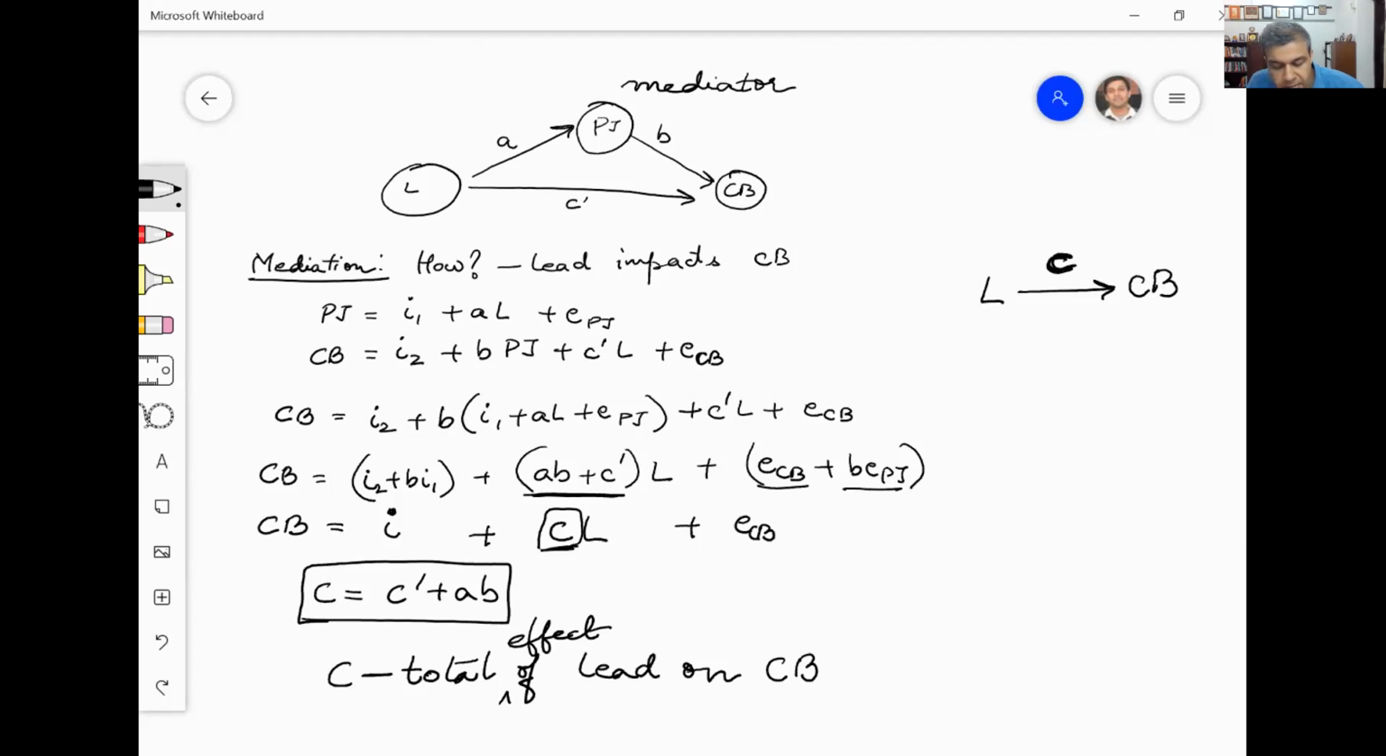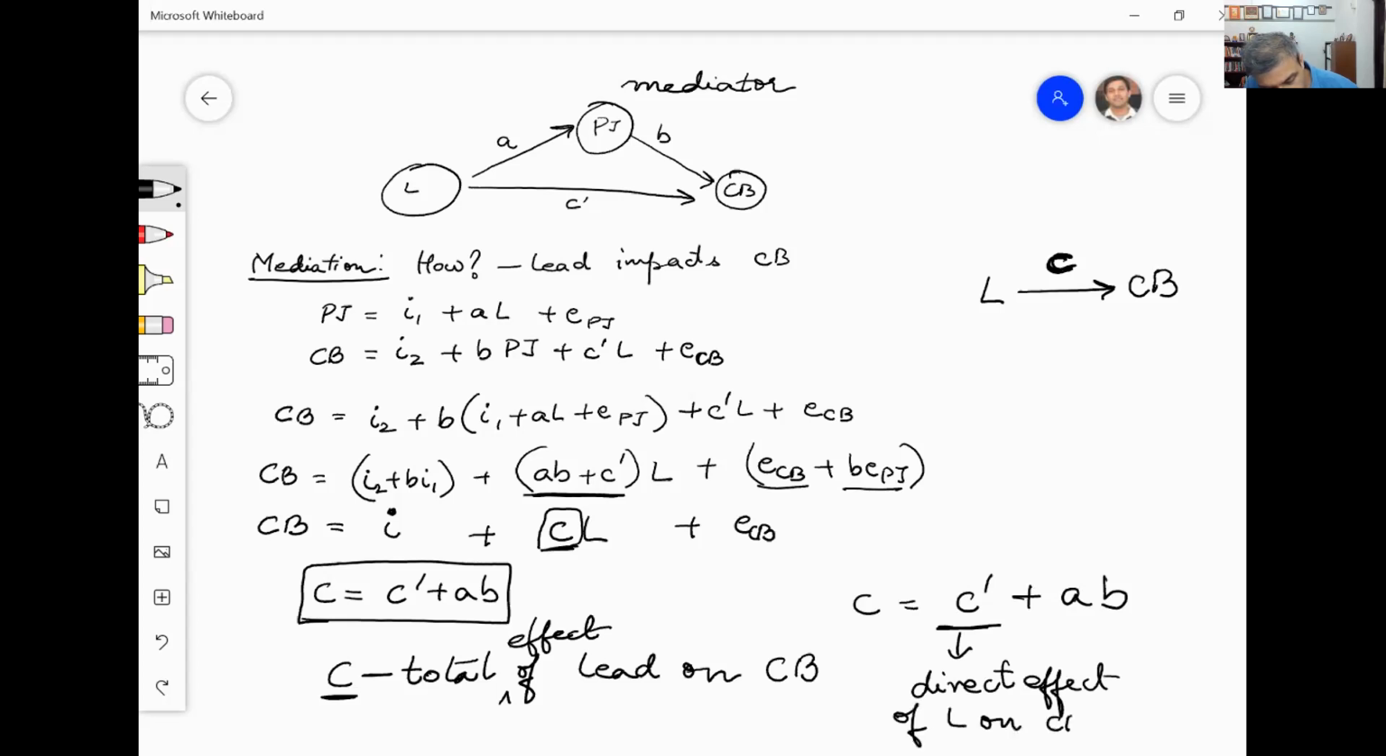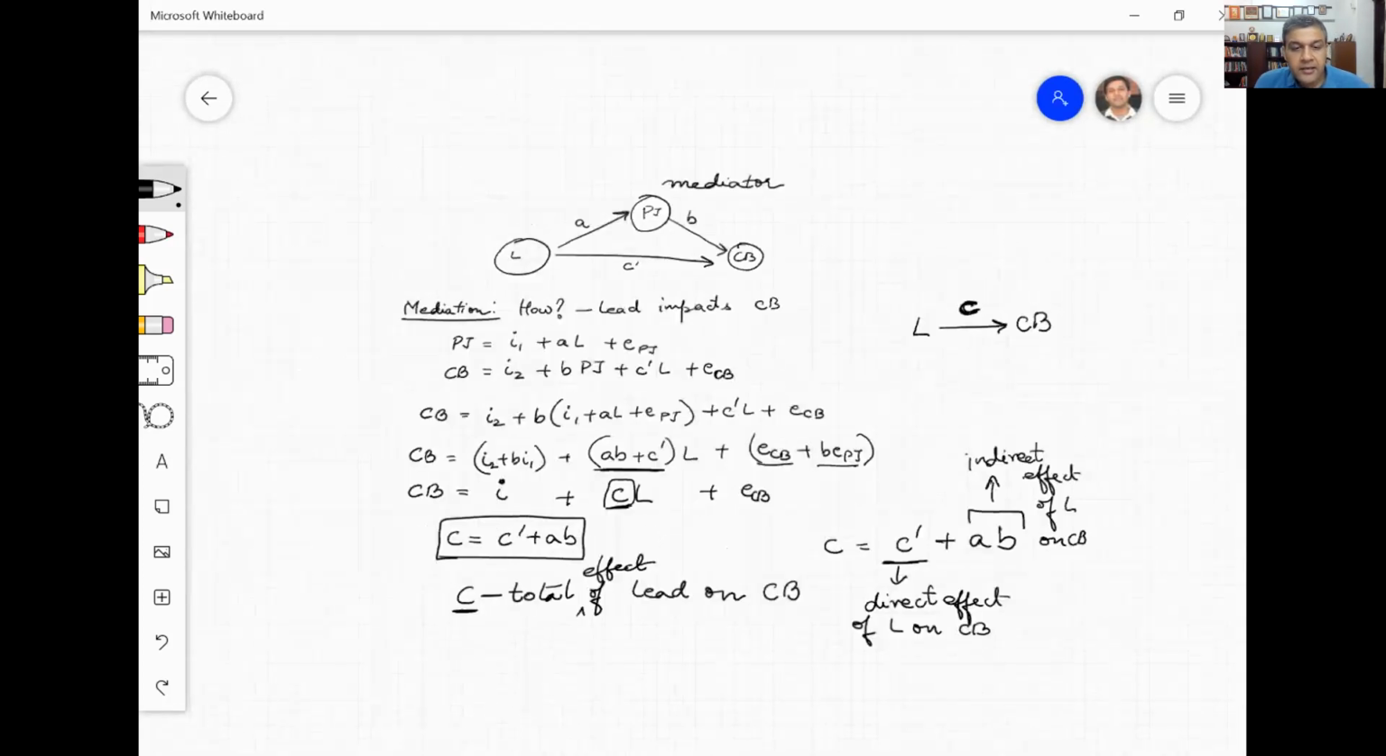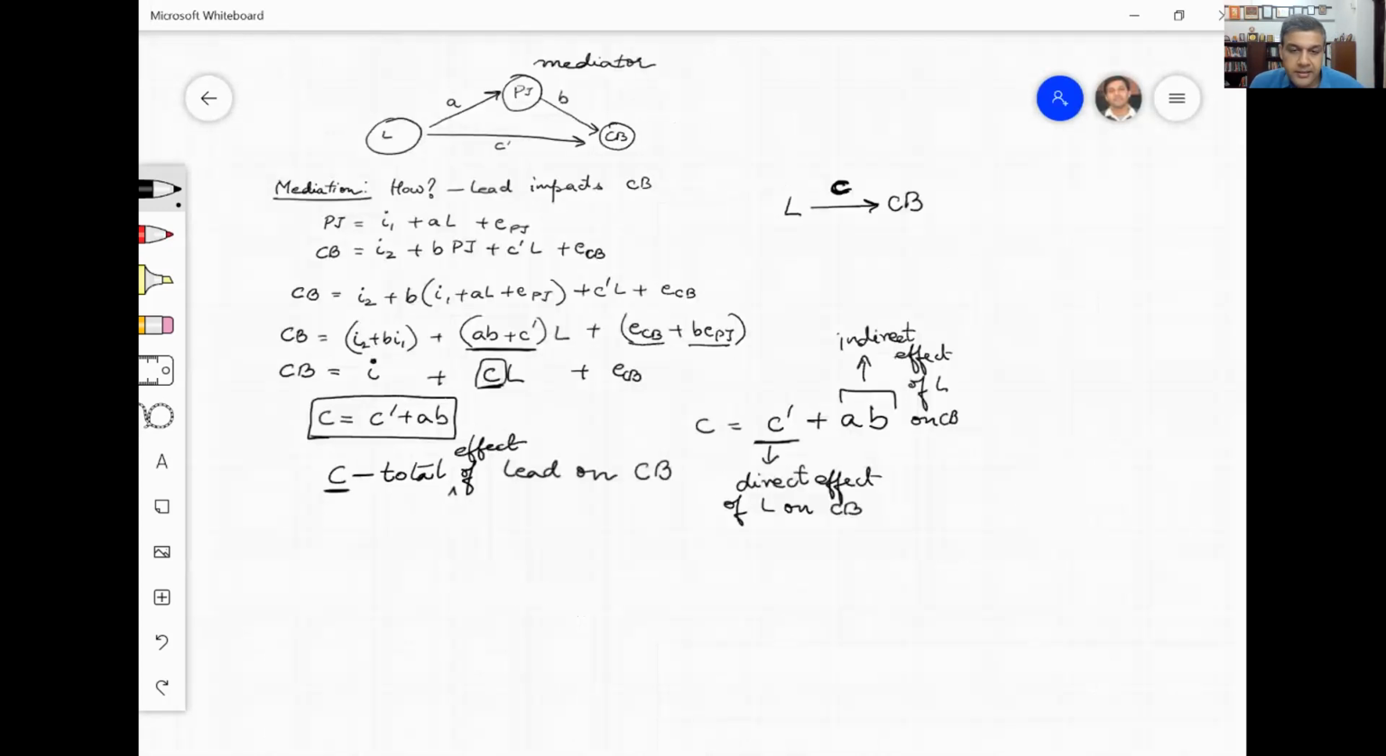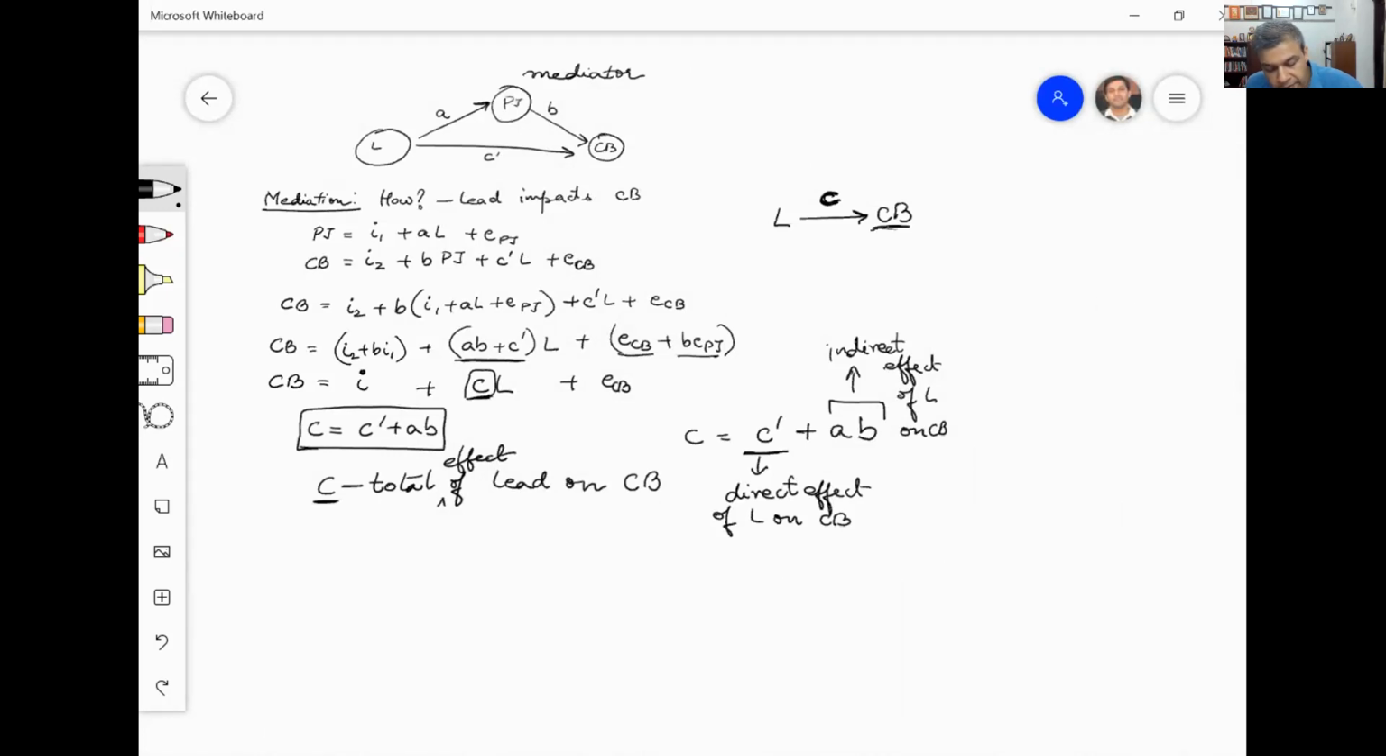Okay, so what has the mediator done? The mediator has broken down this total effect into two parts, which is C dash plus AB. What is C dash? C dash is called the direct effect of L on CB, and AB is called the indirect effect of leadership on CB. That means if you were to add C dash and AB, it will make C. If you just regressed CB on only one variable, L, the effect would have been C. But with the mediator, we now can understand it in two parts. One is the indirect effect, one is the direct effect.